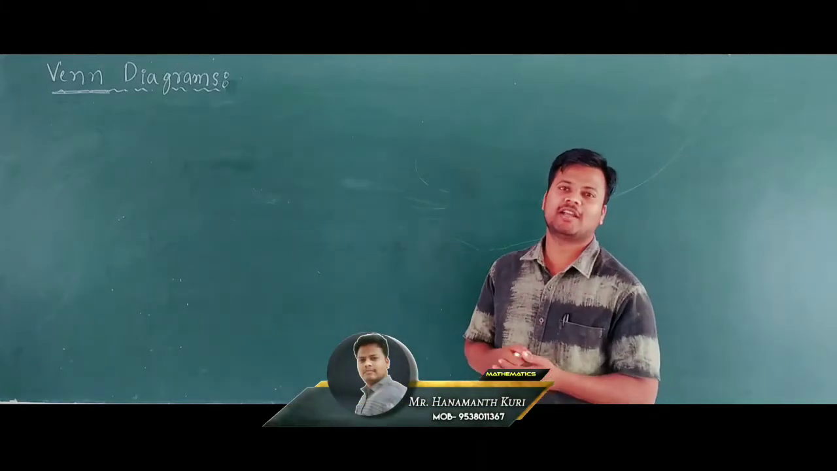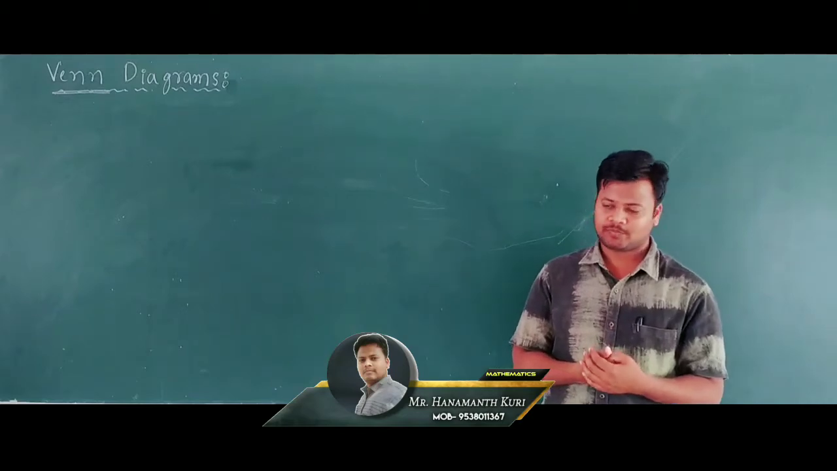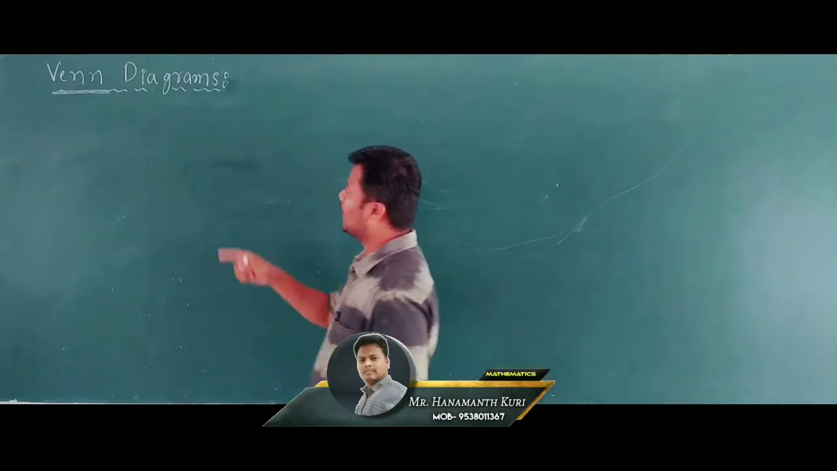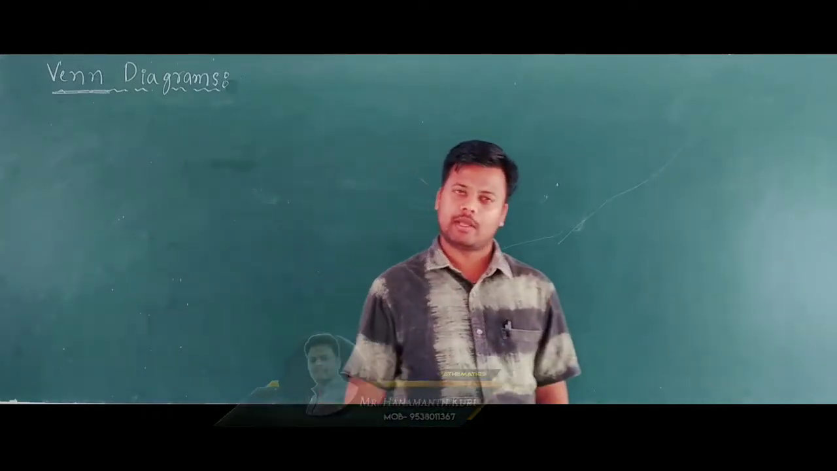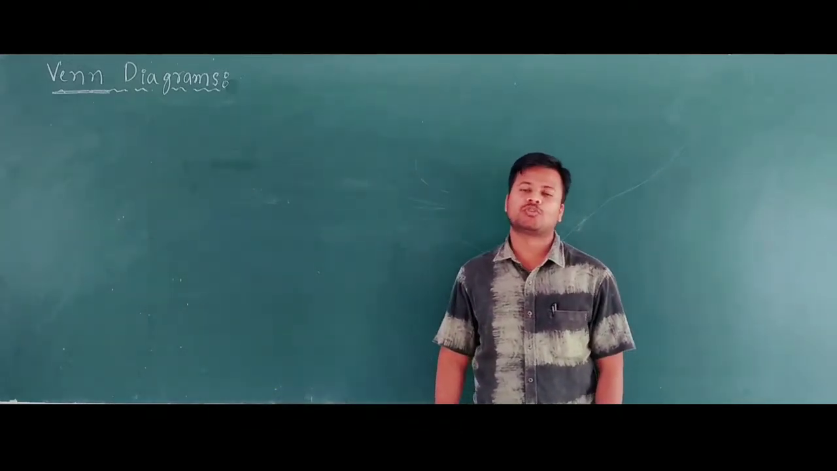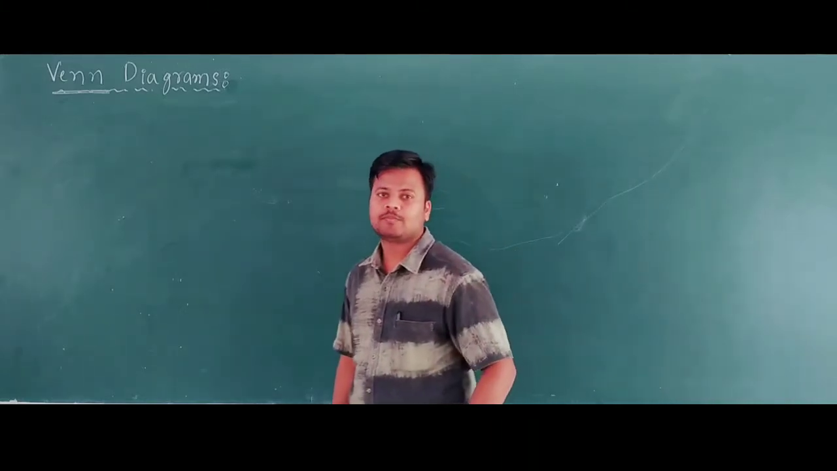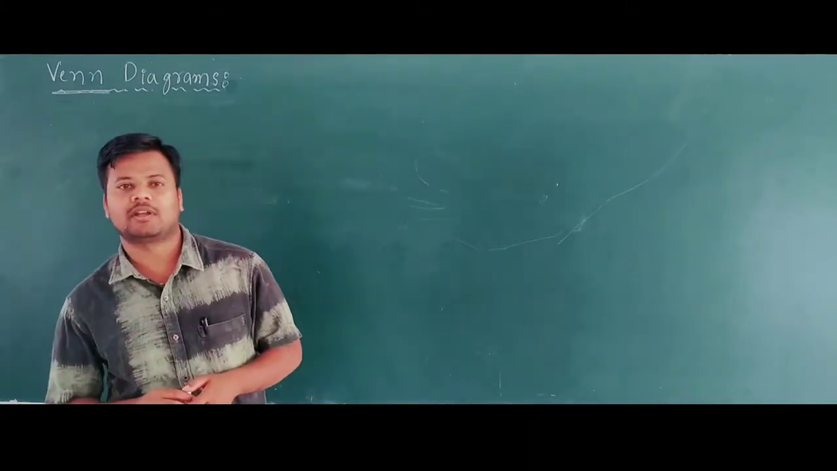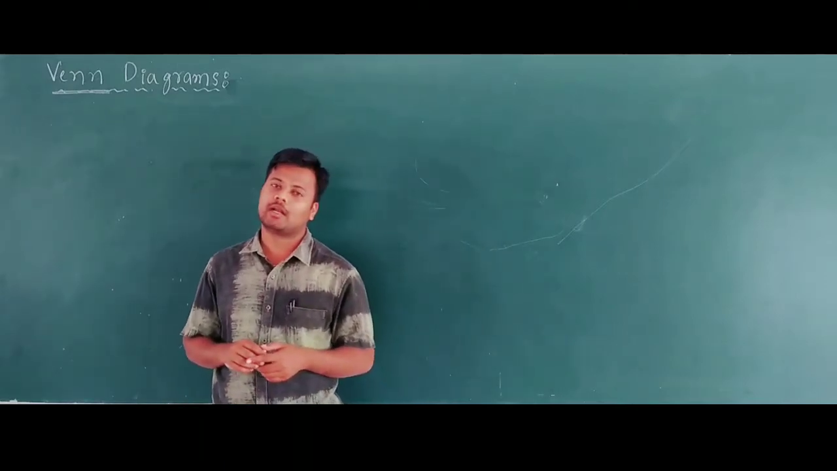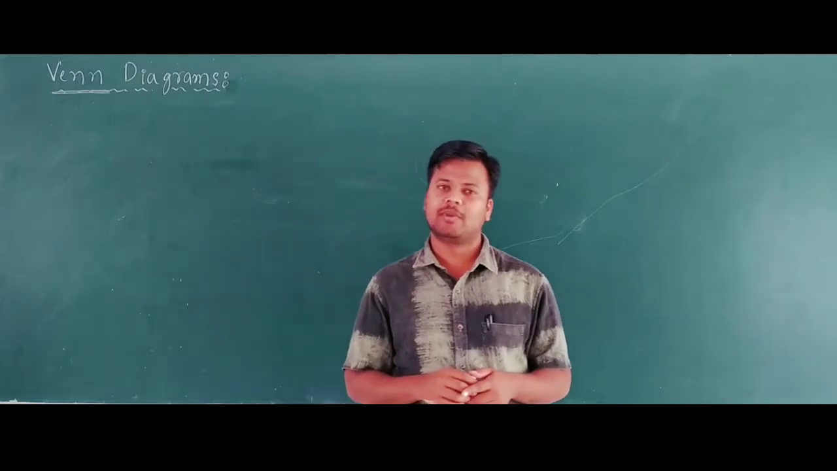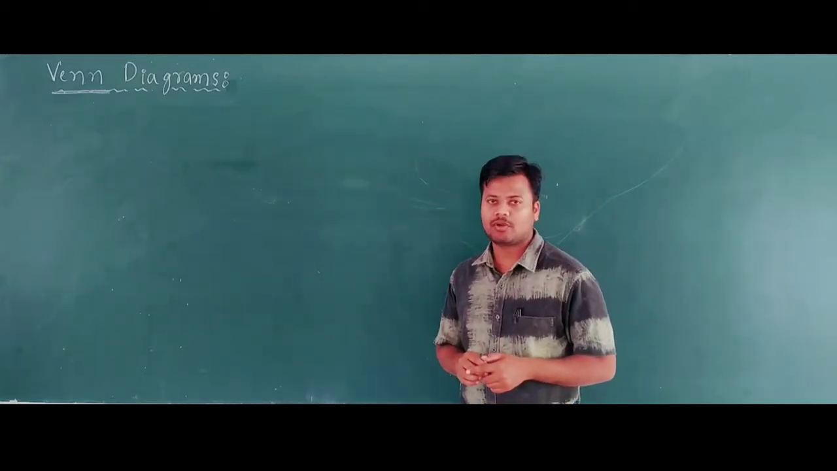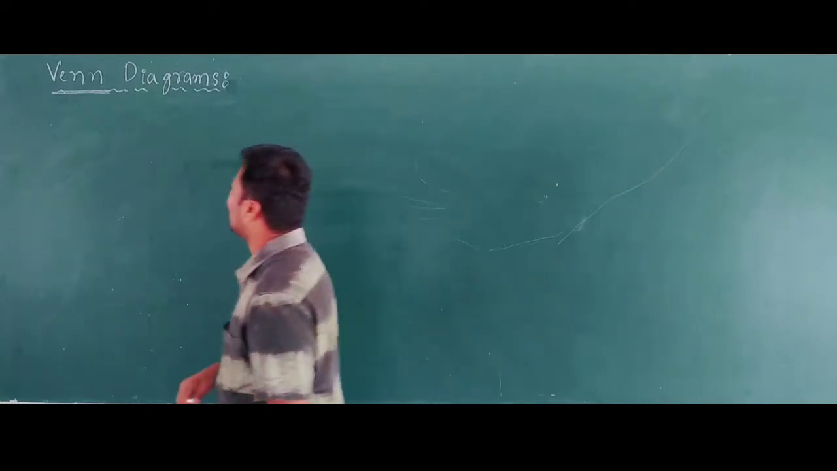We are discussing the chapter sets. In this class, we will see the next concept, Venn diagrams. So, what are Venn diagrams? Most of the relationships between sets can be represented by means of diagrams. Those diagrams are known as Venn diagrams.